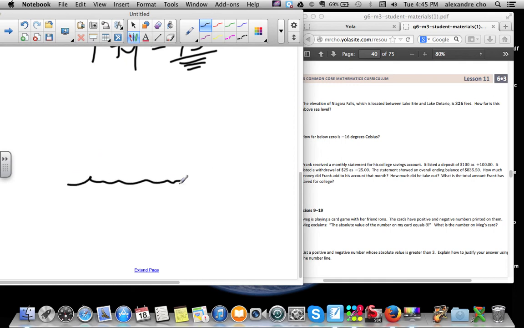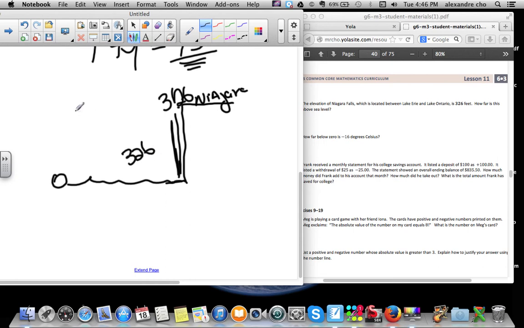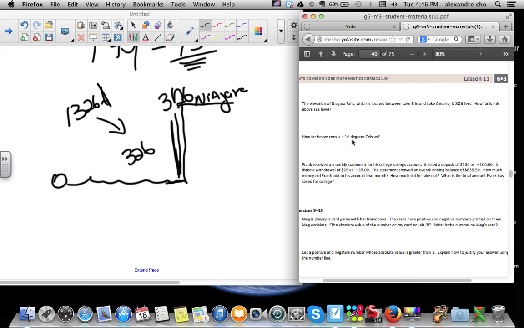This is a sea, and here's Niagara Falls. The elevation of Niagara Falls. Sea level is usually 0. So what is this magnitude over here? You take the absolute value. How far is this to sea level, which is 326 feet? Is that what we're talking about? Yes, feet. So the absolute value of 326 is just simply 326.